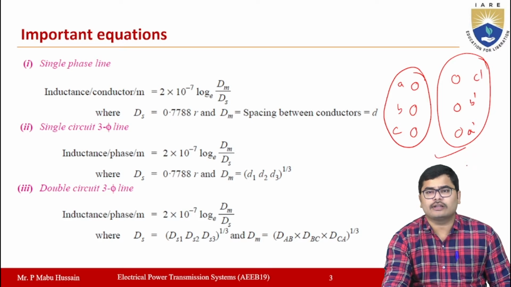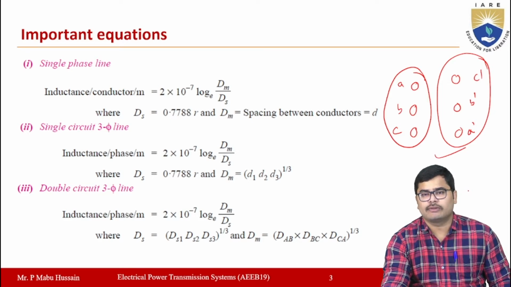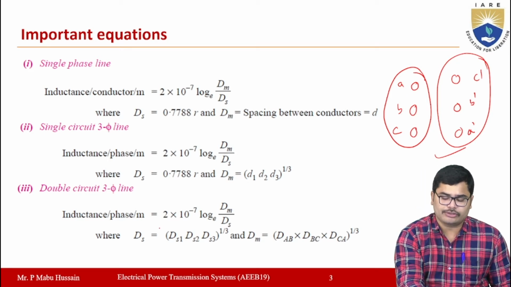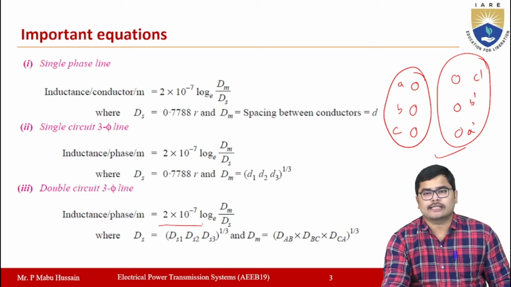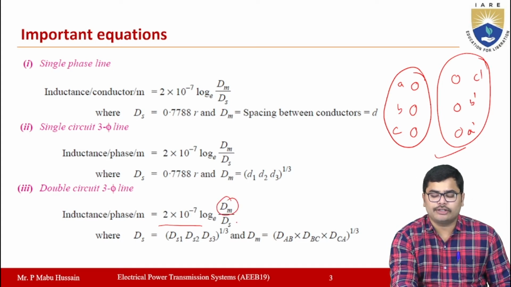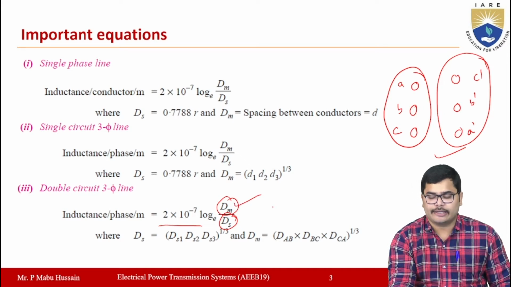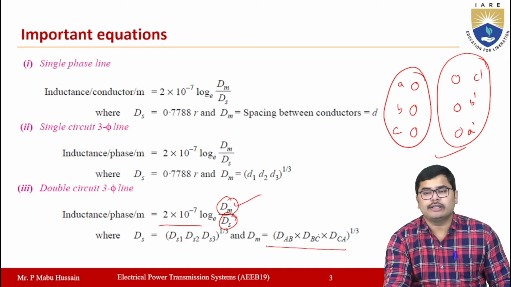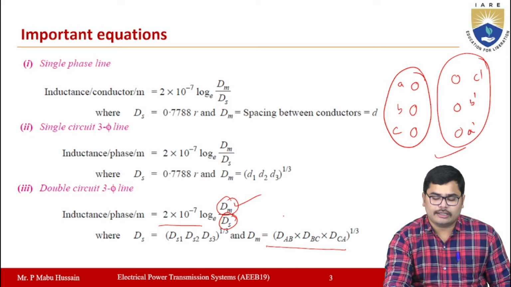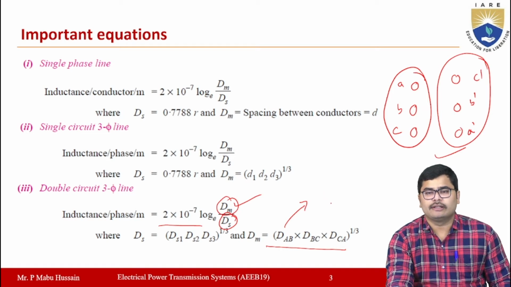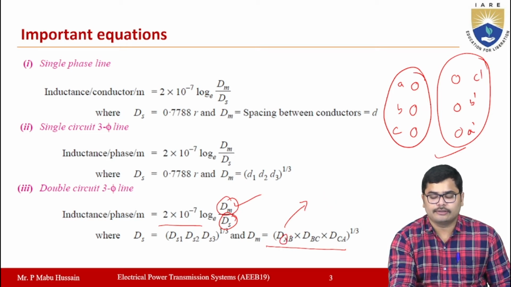Now in a double circuit three-phase transmission line system, the inductance in each phase and per meter length will be calculated using the expression 2 × 10^-7 ln(Dm/Ds). Here the values of Dm and Ds will be different, right? So Dm will be calculated using the expression (Dab · Dbc · Dca)^(1/3). Now here Dab is nothing but the mutual GMD between the conductors A and B.